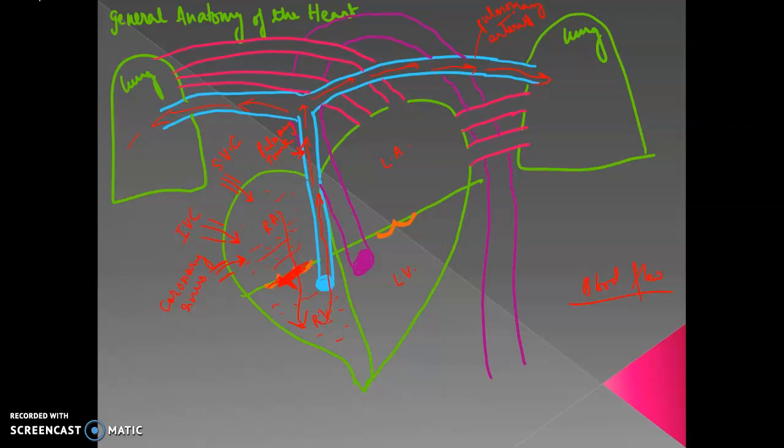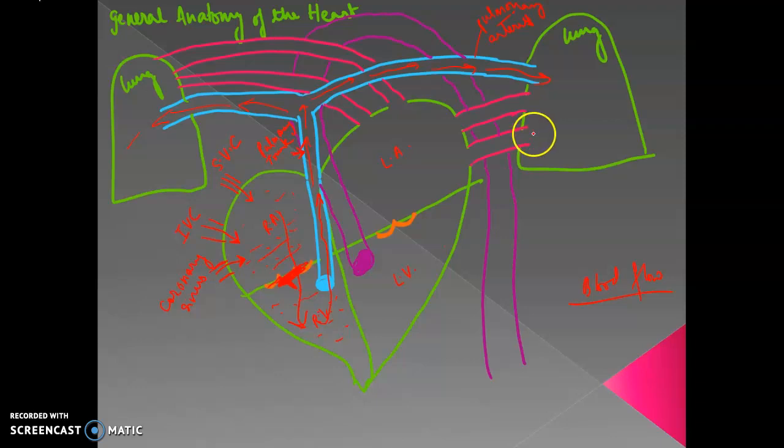Now, what happens in the lungs? Well, there is gaseous exchange, right? So all the carbon dioxide is dumped out and the blood picks up fresh oxygen. And the oxygenated blood from the lungs, listen carefully, the oxygenated blood from the lungs returns back to the left atrium via 4 pulmonary veins.